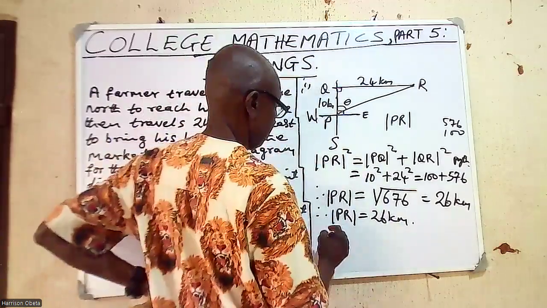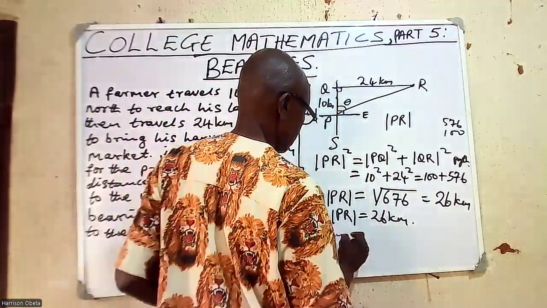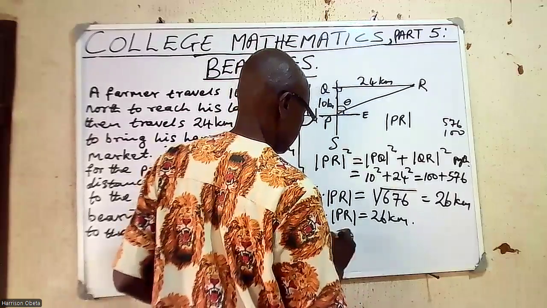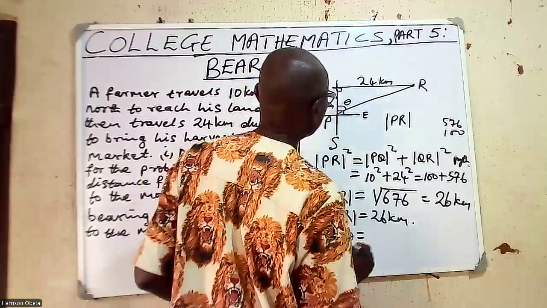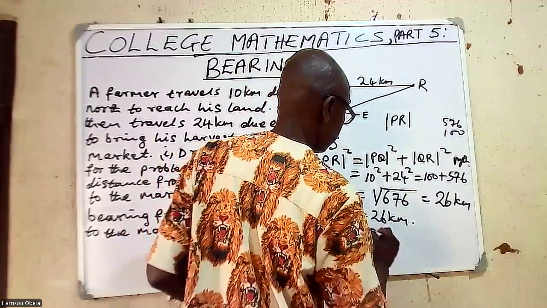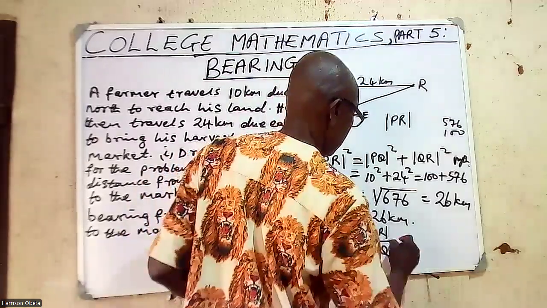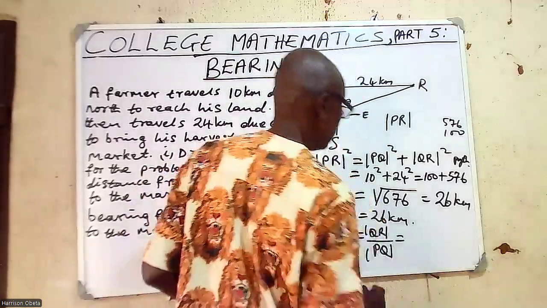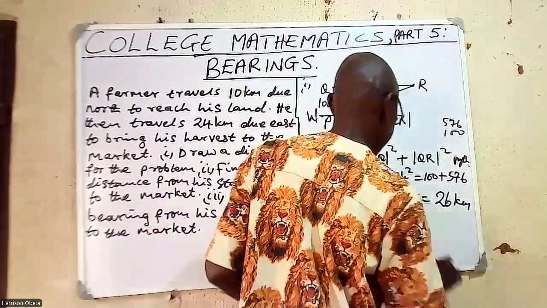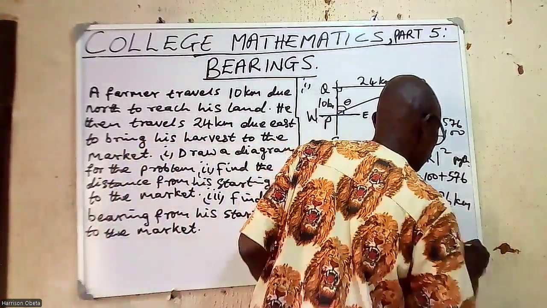And that means that tan theta is equal to QR all over PQ, which is equal to 24 all over 10, coming from the distances. This will give us 2.4.